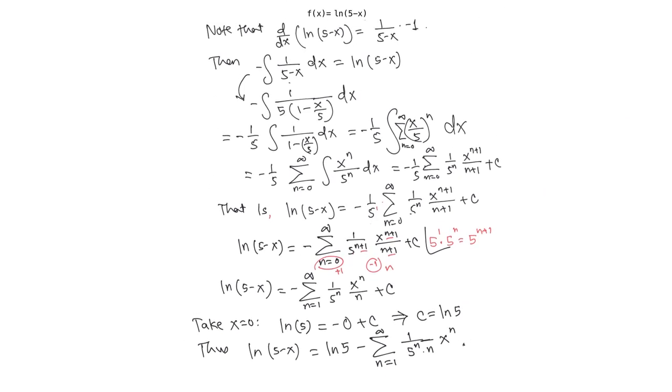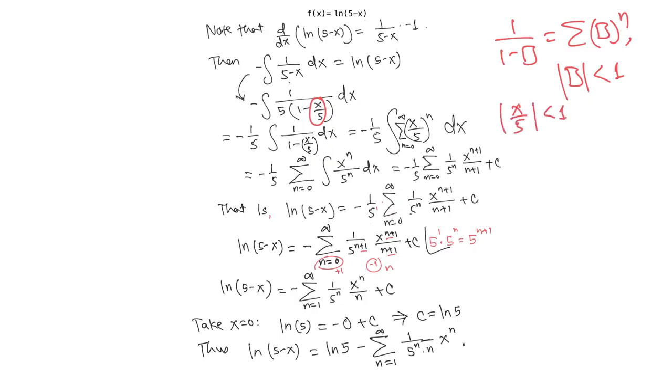Okay, but the question also asks us to find the interval of convergence. When we wrote this at the very beginning, if you remember correctly, 1 over 1 minus something is the sum of something raised to n, and that something's absolute value should be less than 1. So in our case, that something was x over 5, the absolute value of x over 5, from here, should be less than 1.